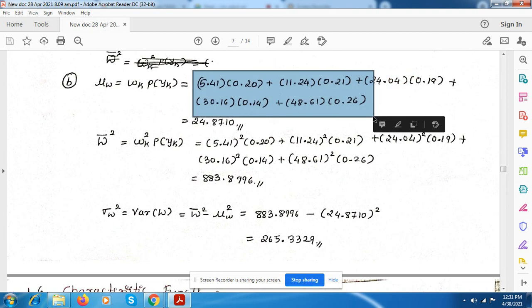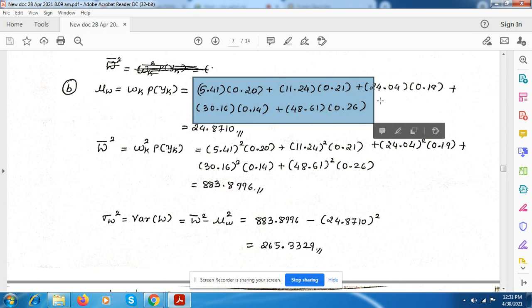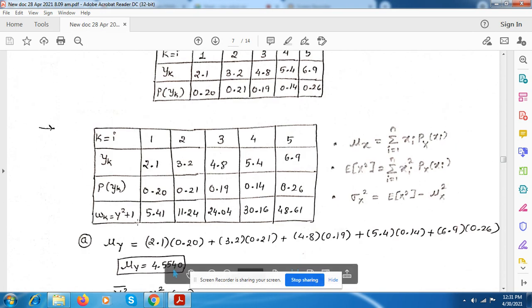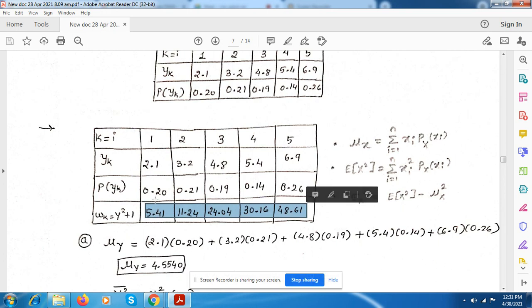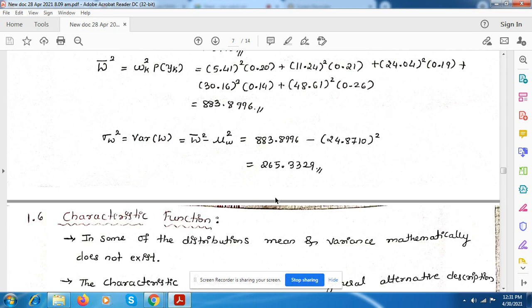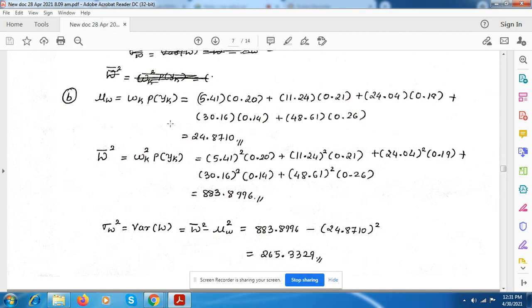These values you have already calculated, that is 5.41, 11.24, 24.04, 30.16, 48.161. So we have to multiply each of these values with the probability of yk. We have multiplied, and then finally we will get the mean value as 24.8710. If you solve this, you will get the mean value of W as 24.8710.